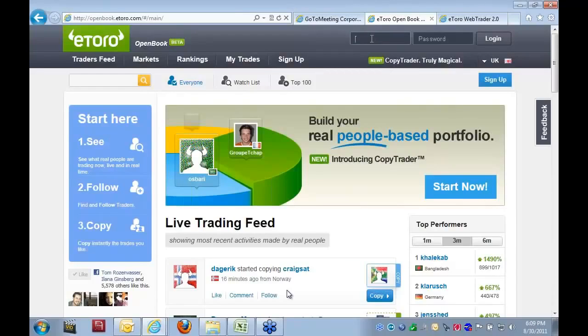Okay, so let's see how this works. To the left, you can see the basis for open book trading. It says see, follow, and copy. What do we mean? See what real people are trading now, live, and in real time. Follow, find, and follow traders. Copy. Copy instantly the trades and traders that you like.